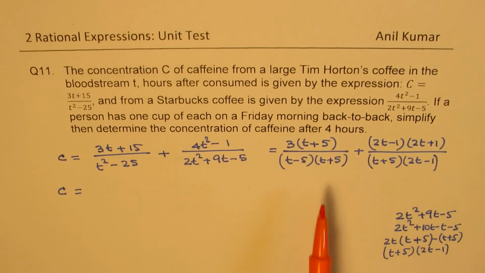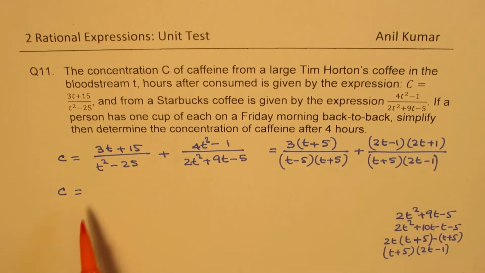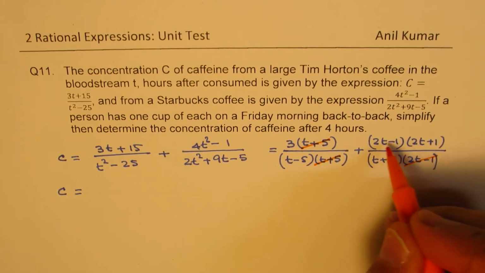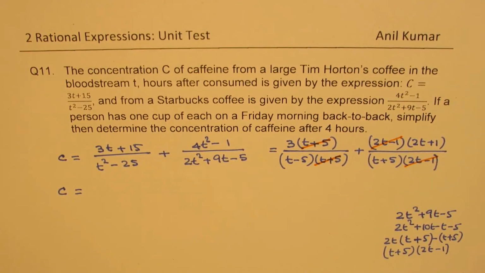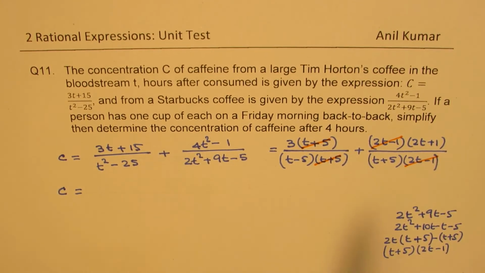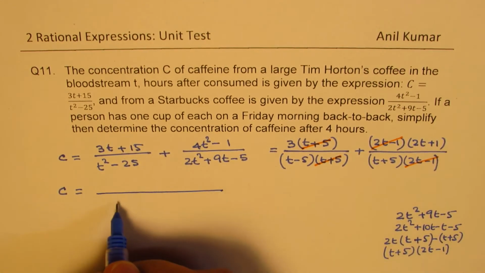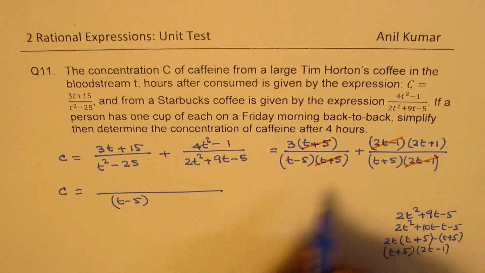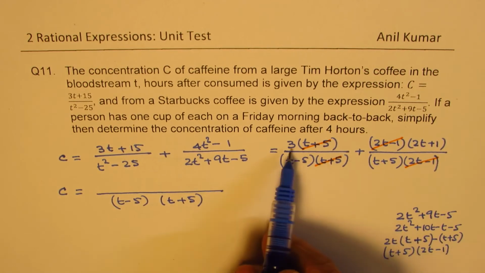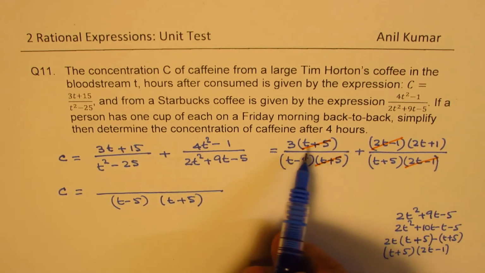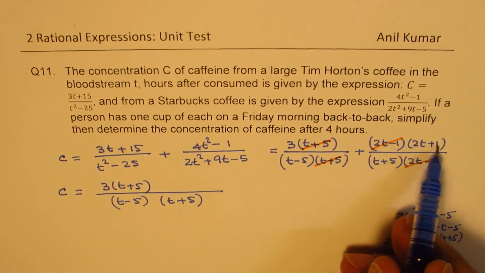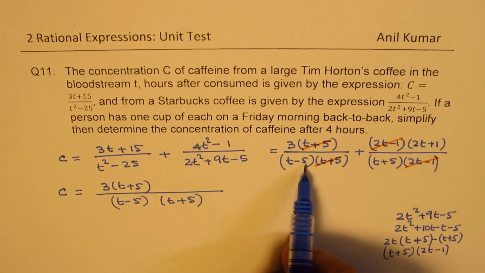So we can write this as t plus 5 times 2t minus 1. So once we have factored, we can simplify and then we can combine the terms, right? So here t plus 5 and t plus 5 can cancel. We have 2t minus 1 and 2t minus 1, which can also cancel. So we have a common denominator, which is t minus 5 times t plus 5. And here in the numerator, we'll multiply 3 with t plus 5, and we'll multiply 2t plus 1 with t minus 5.